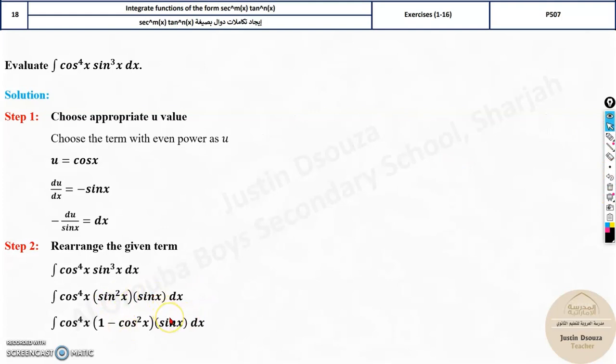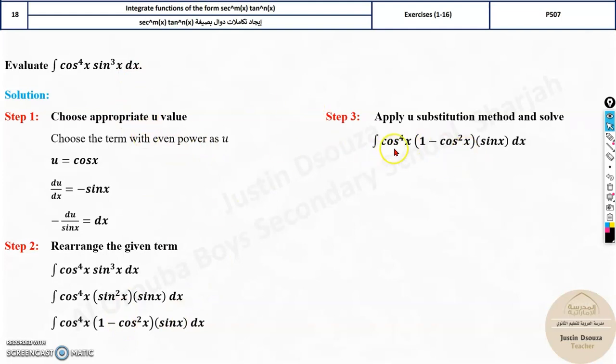And now this sine x, leave it as it is. Now substitute the u values. Instead of cos to the power 4 x, it will be u to the power 4, 1 minus u squared, because cos squared x is u squared. Sin x, leave it, dx will be minus du by sin x. Now these both cancel, the negative sign remains: u to the power 4, 1 minus u squared du.